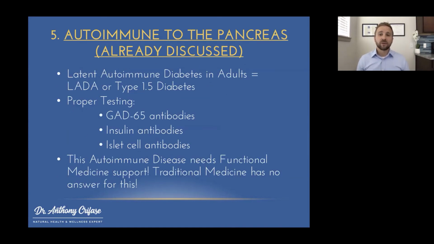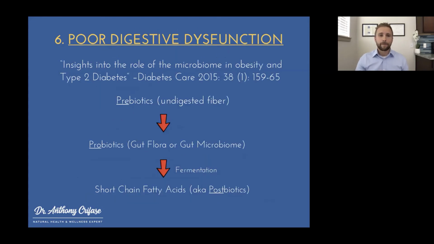Number 5 is autoimmune disease to the pancreas. We already discussed this. There are different types of testing that need to be done, but this has to be looked at if you're dealing with prediabetes or diabetes, because as we said, about 1/3 of all diabetics have this problem. Poor digestive function.